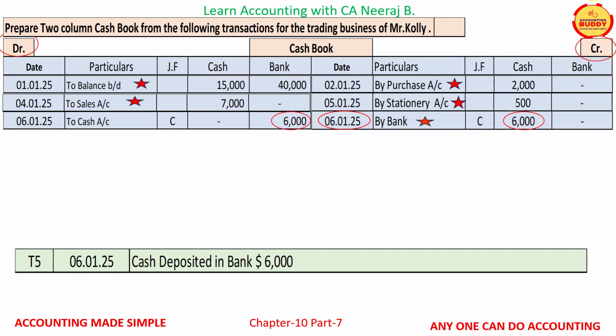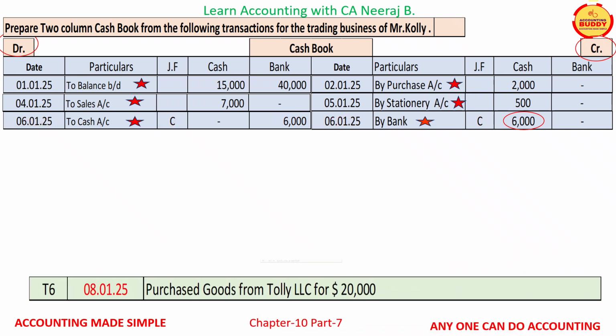Similarly, an amount of $6,000 will be recorded in the bank column on the left hand debit side of the cash book on the same day, that is 6th of January 25, by writing the words "to cash account". Since it is a contra entry, it will be represented by writing the letter C in the journal folio column on both sides of the cash book.